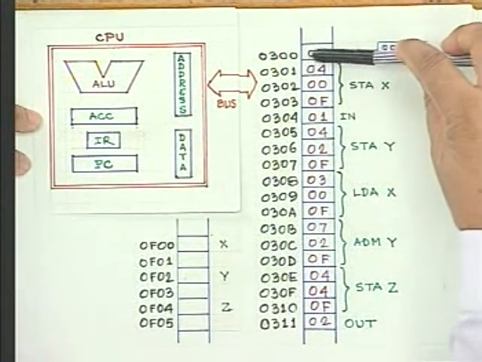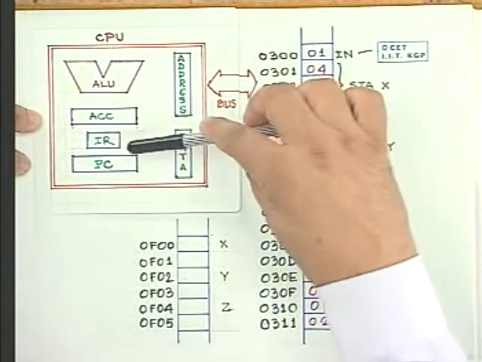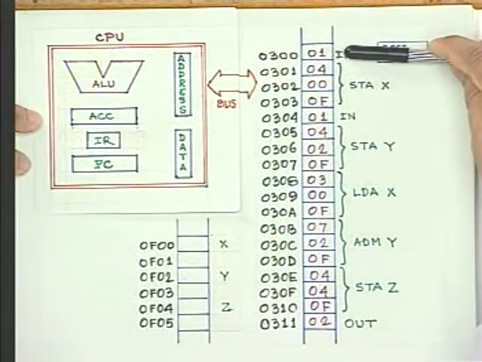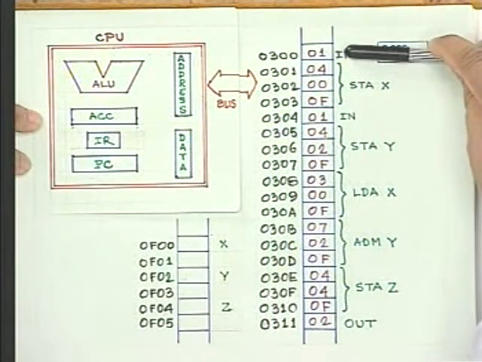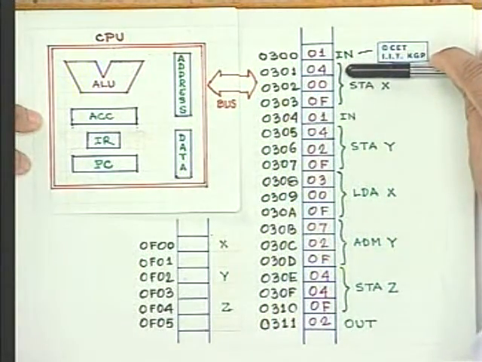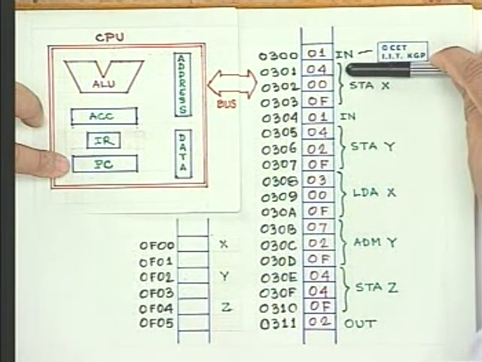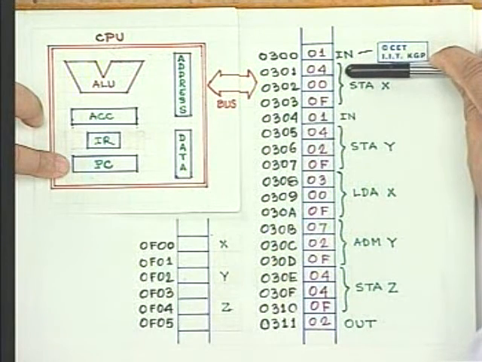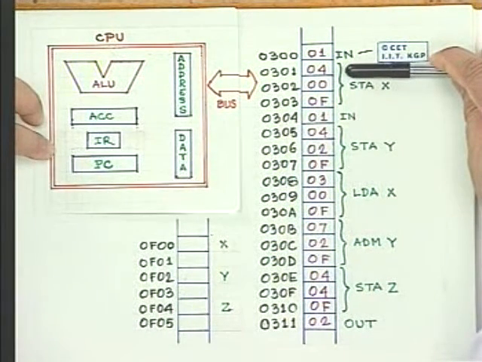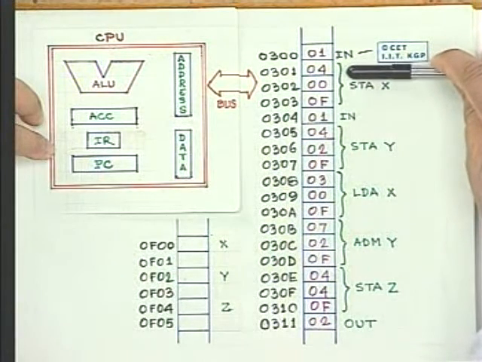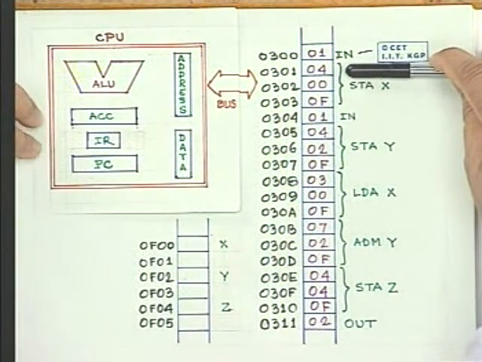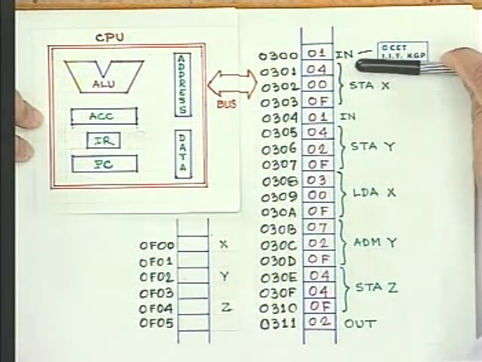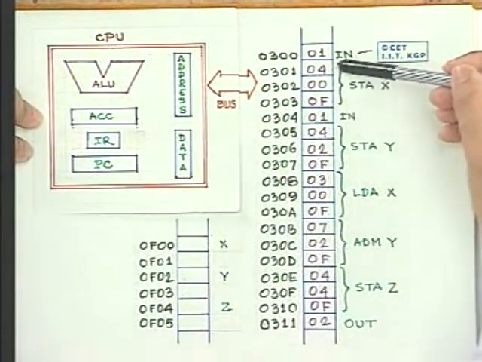content of memory location 0300, that means that instruction is fetched into that instruction register, the content of the program counter is automatically incremented to the next memory location. Therefore, this is important: whenever an instruction is fetched, the program counter is automatically incremented to the next location. Therefore, by the time this instruction IN has been executed, the program counter is now pointing to the next location 0301, which is the address of the next instruction, the store accumulator, the 04.